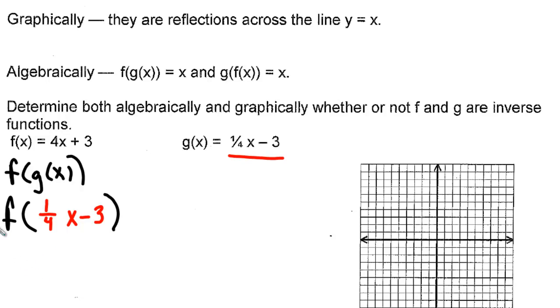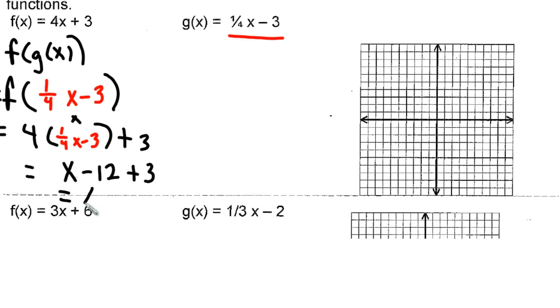So let's write down the function 4 times x plus 3. Remember, this is my new x, 1/4 x minus 3. Now distribute. 4 times a fourth x is just equal to x. 4 times negative 3 is negative 12, plus 3. And this is equal to x minus 9. Since x minus 9 is not equal to x, then I stop. This, f of x equals 4x plus 3, and g of x equals 1/4 x minus 3, are not inverses.